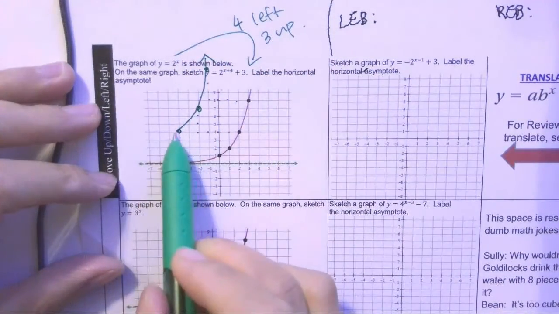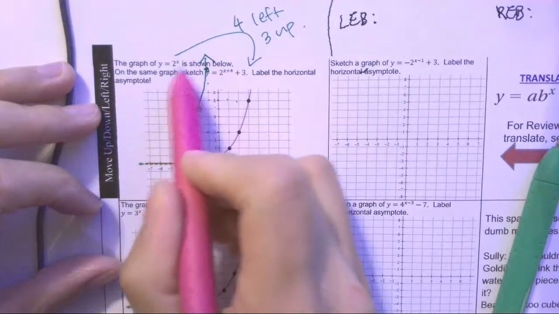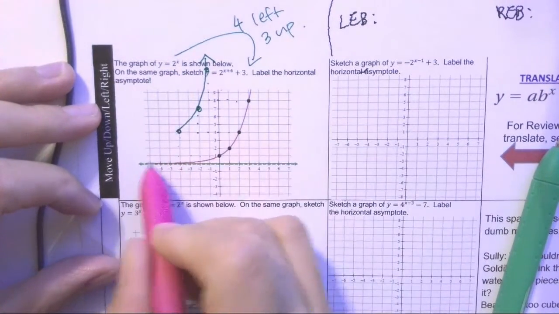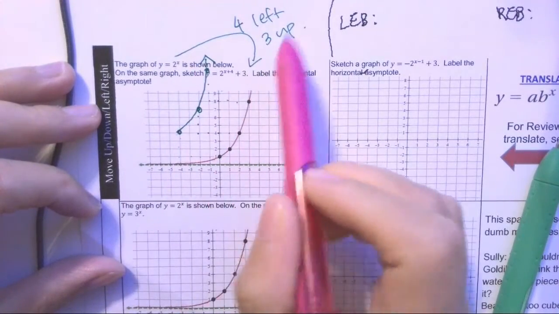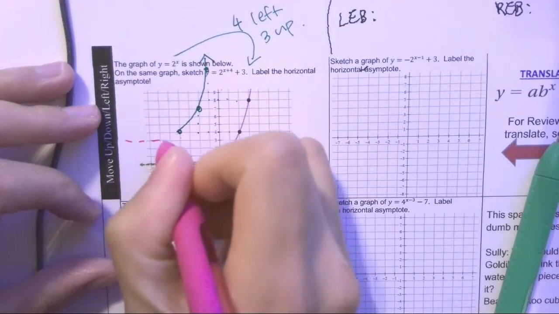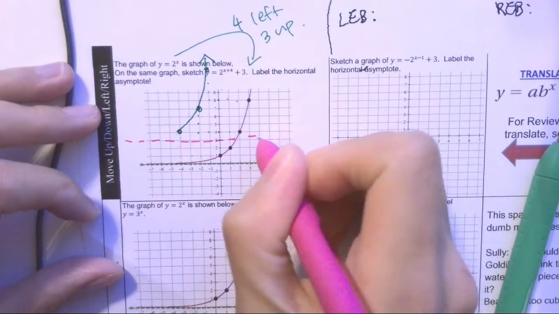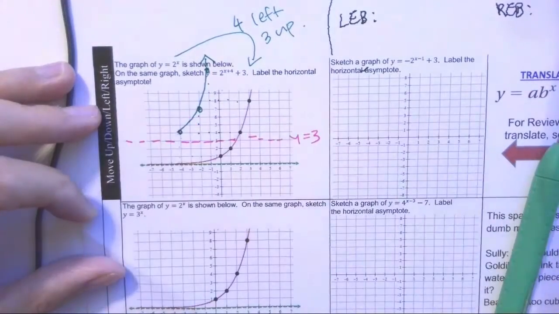Now, how low should I go on the left side? Well, let's think about it. The original one had a horizontal asymptote at y is equal to 0. Would you guys agree that since I moved it 3 up, the new horizontal asymptote will be at y is equal to 3? Right? Because it used to be 0. I'm moving it 3 up. It's going to be at 3.